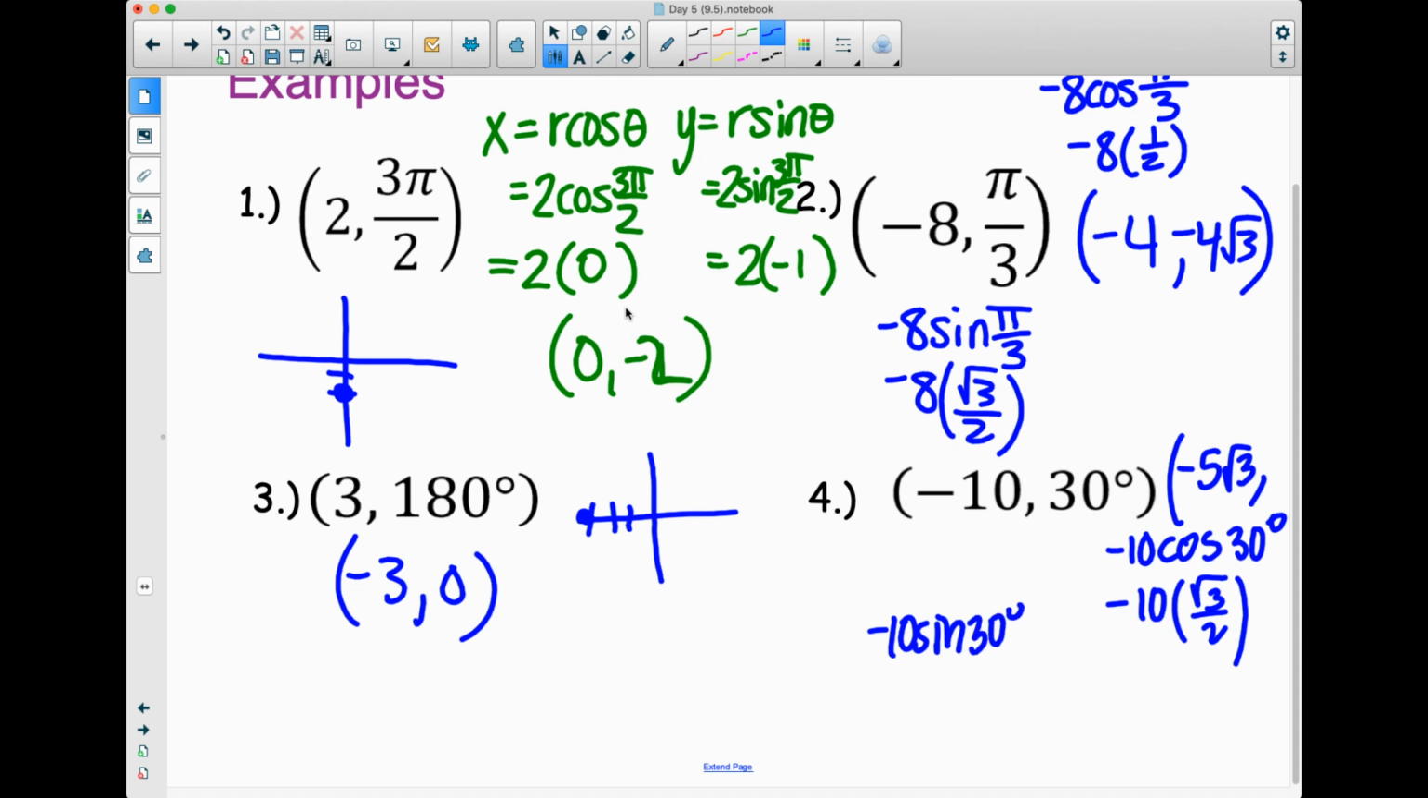and -10 sine at 30 degrees. Sine at 30 degrees is what? 1/2. So -5. Okay. So that's how you convert going the other way. All right, any questions?